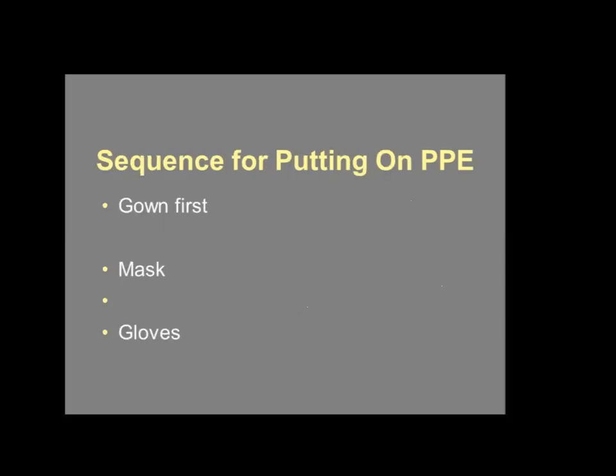Here is a sequence for putting on the personal protective equipment. The gown should always be put on first, followed by the mask. Be sure that the mask is adjusted properly so that it covers your mouth and your nose. And then last, put on the gloves. On the following slides, we will examine how to put on and how to properly take off all three of these pieces of personal protective equipment.